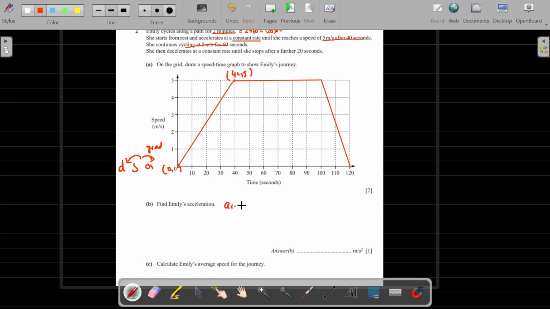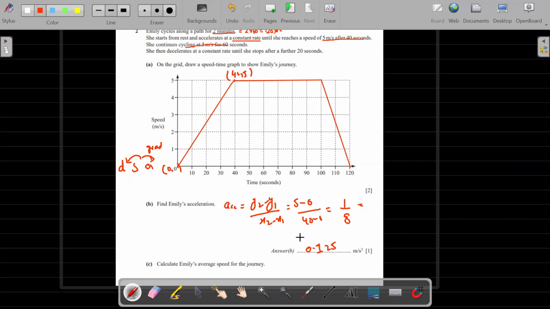Now I take the gradient: y2 minus y1 over x2 minus x1. So it will be 5 minus 0 over 40 minus 0. 5 by 40 is 1 by 8, which is 0.125. That is our acceleration.